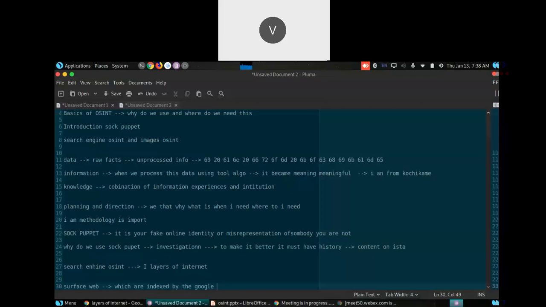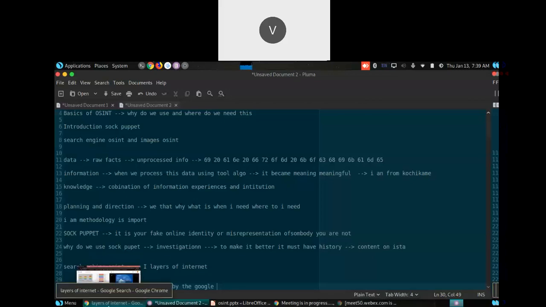So this part of the internet, the surface web, is easily accessible. It can be indexed on search engines easily. Some sort of illegal activity is present on the surface web also, and it is relatively small in size compared to the deep web and dark web. Okay, now let's move ahead.